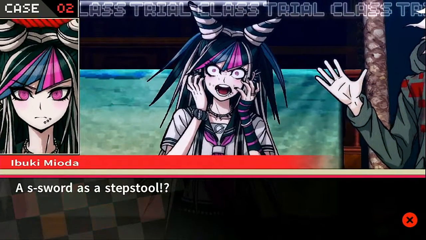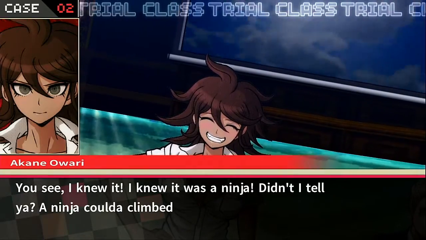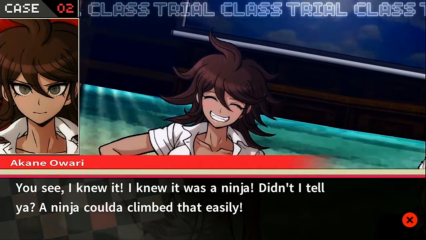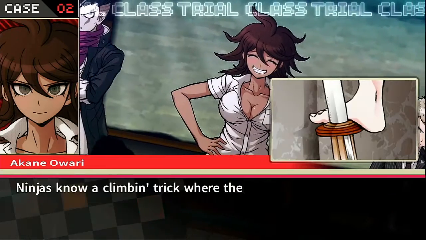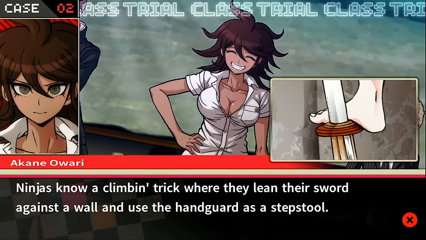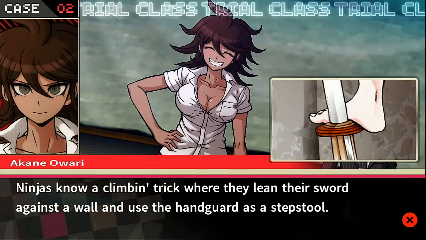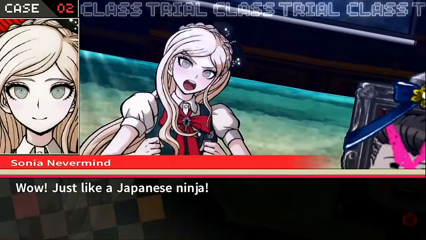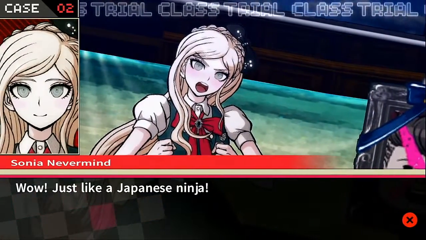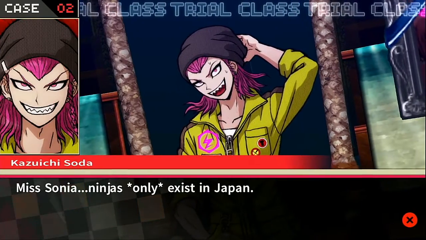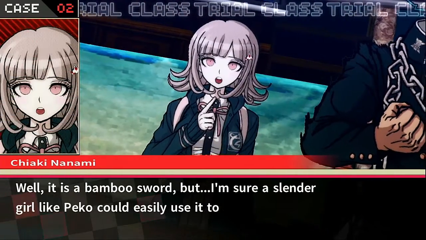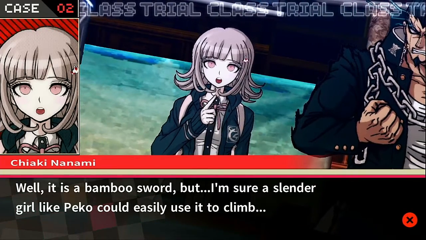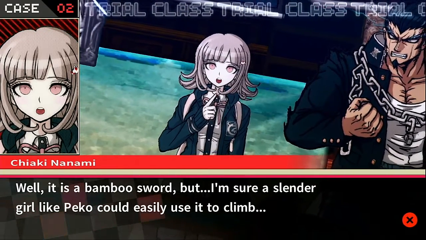Sword as a step stool? You see? I knew it! I knew it was a ninja! Didn't I tell ya? A ninja could have climbed that easily. Ninjas know a climbing trick where they lean their sword against a wall and use the handguard as a step stool. Wow! Just like a Japanese ninja! Miss Sonia, ninjas only exist in Japan. Well, it is a bamboo sword, but I'm sure a slender girl like Peko could easily use it to climb.